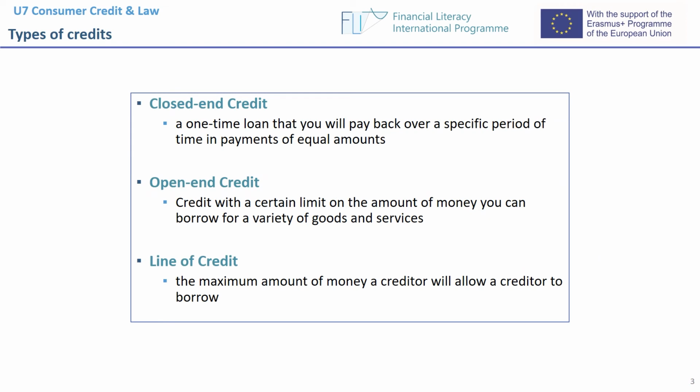Types of credit. Closed-end credit: a one-time loan that you will pay back over a specific period of time in payments of equal amounts. Open-end credit: credit with a certain limit on the amount of money you can borrow for a variety of goods and services. Line of credit: the maximum amount of money a creditor will allow a creditor to borrow.